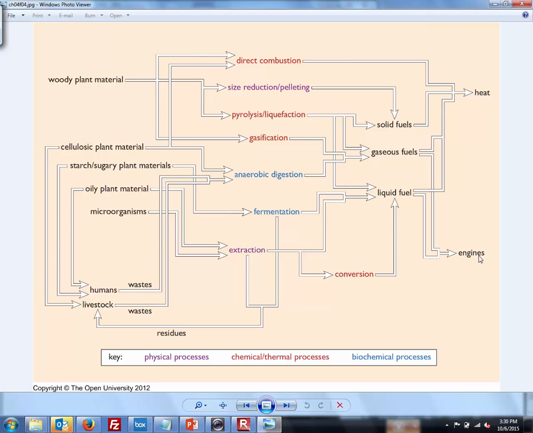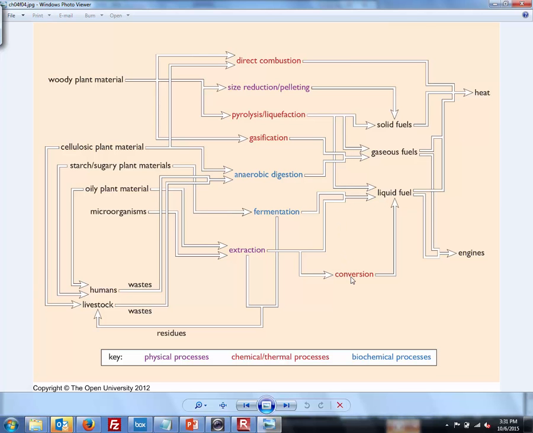Now, the three keys here to pay most attention to: physical processes. You might think of these as just mechanical processes. So breaking something apart, squishing it together, pulling it out, just moving it around. Nothing's really getting hot, nothing's getting broken down, as is the case with the chemical and thermal. So here, something's getting hot, again, hot to the point that the gases are coming off.